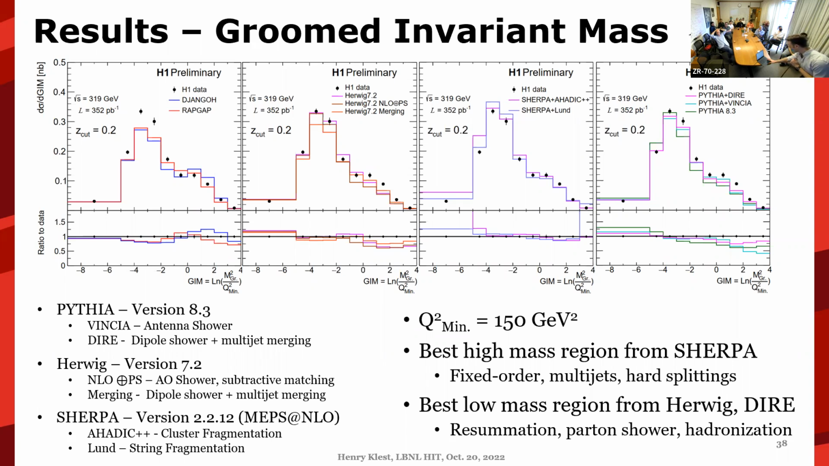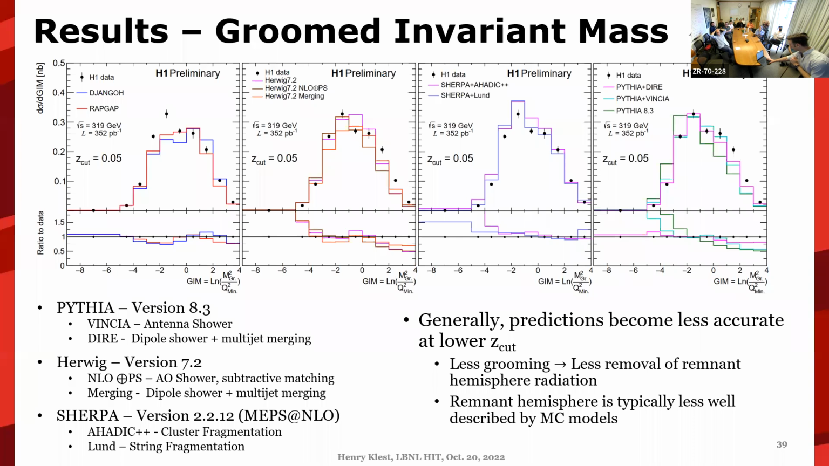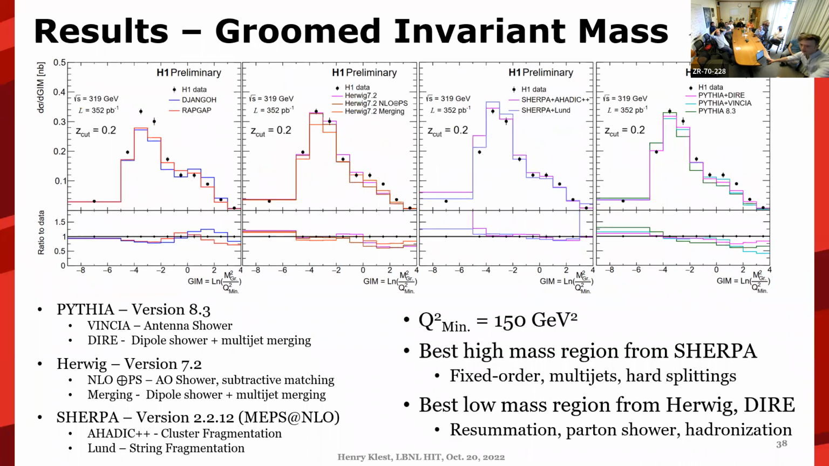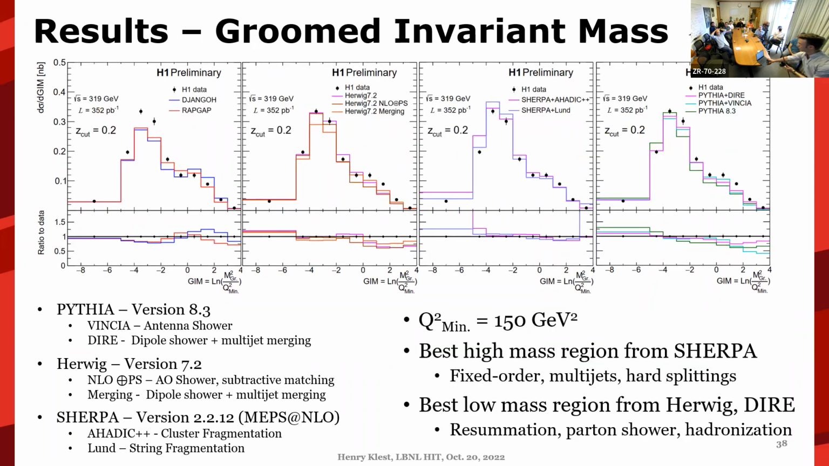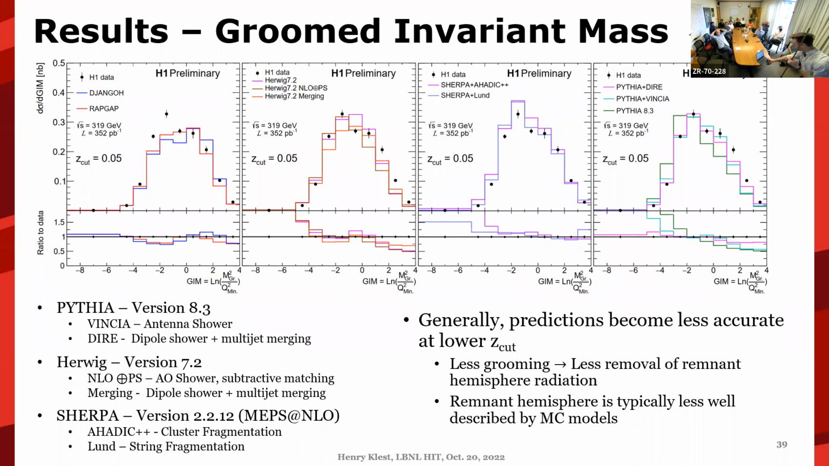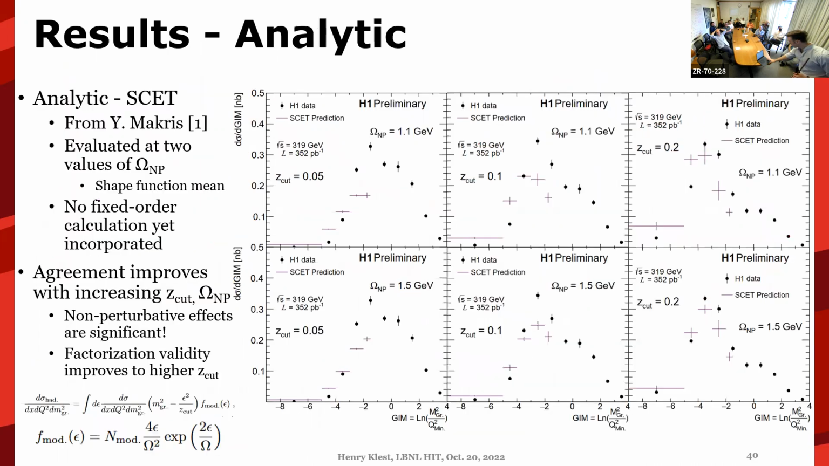But notice as we go to lower Z cut, if you look at the ratio plots down here, everyone tends to diverge. As you groom less harshly, the agreement with the models once again gets worse, which is demonstrating that the current hemisphere, the struck parton hemisphere, is described pretty well by everyone, whereas what's groomed away is not described very well.